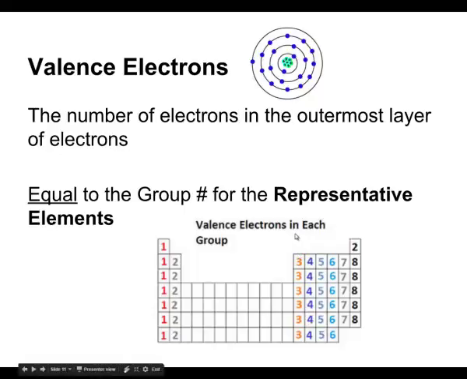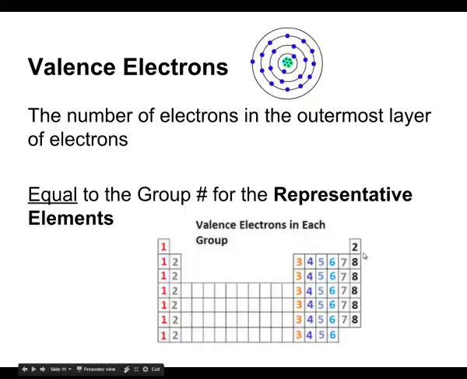So if you are looking at a periodic table and it only has the 13 through 18 labeled, you just have to remember to subtract 10. So if this is column 13, it has 3 valence electrons, and column 14 has 4 valence electrons, and so on and so forth. Otherwise, if you have a periodic table that labels the A, so this is 3A and 4A, then the number next to the A is the number of valence electrons.